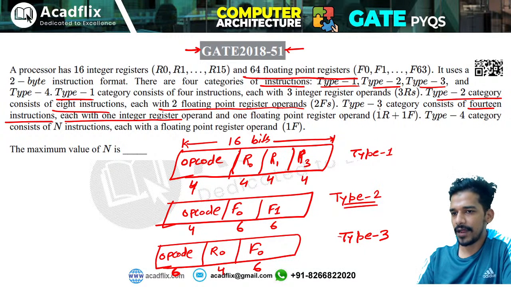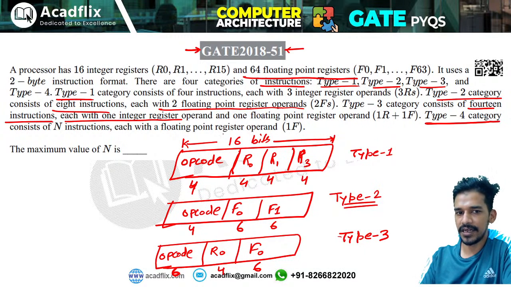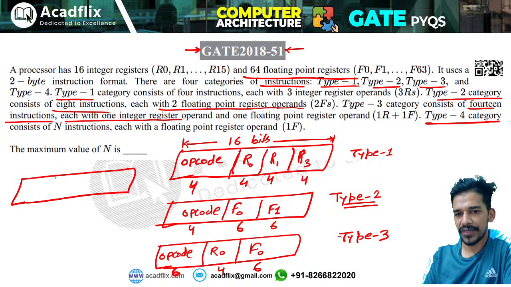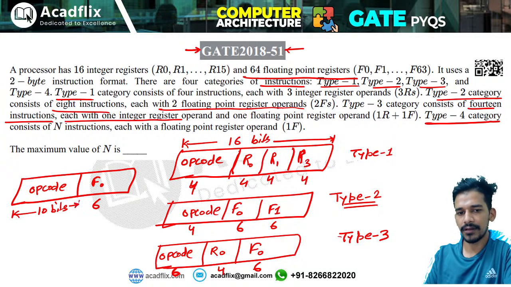Then you have the type 4 category, and it says the type 4 category consists of n instructions, each with a floating point register operand. So the floating point register operand will require 6 bits to represent one out of the 64. So the opcode in this will be of 10 bits, right? And this is the address part of 6 bits.